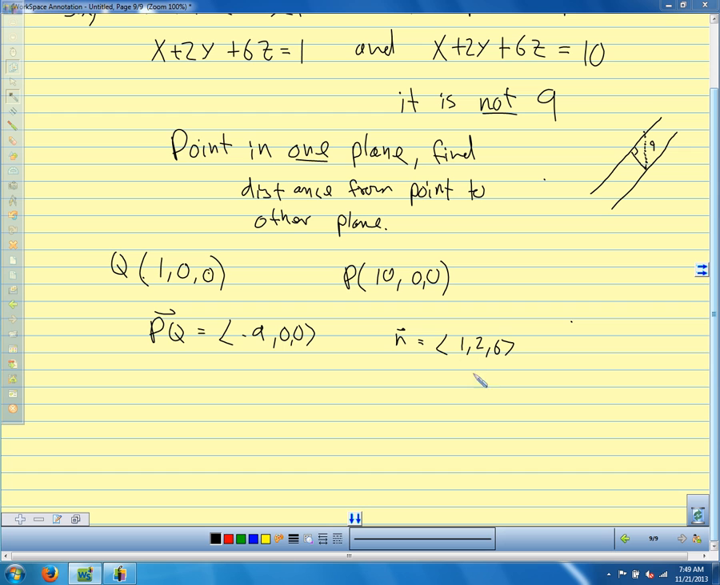And now I'm set. So my distance is PQ dot n, which is just the absolute value of negative 9 over the magnitude of my normal vector, which is the square root of 1 plus 4 plus 36. And I get 9 over the square root of 41. So close to 9-ish, but it's not 9. All right, questions?